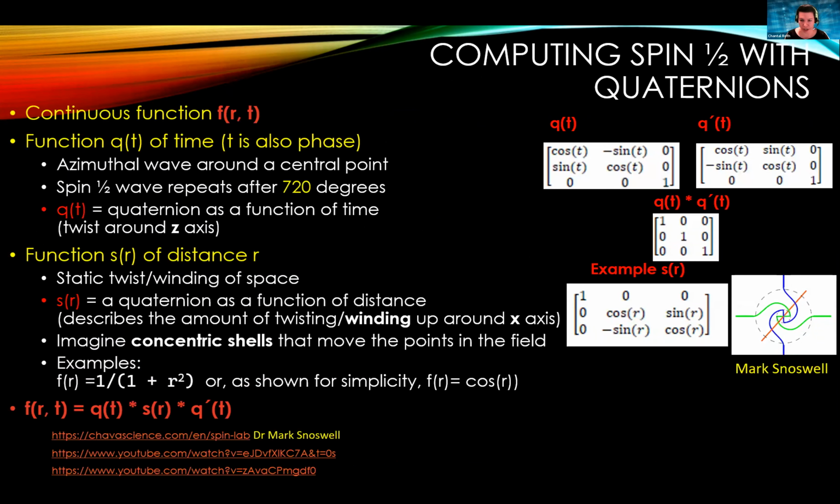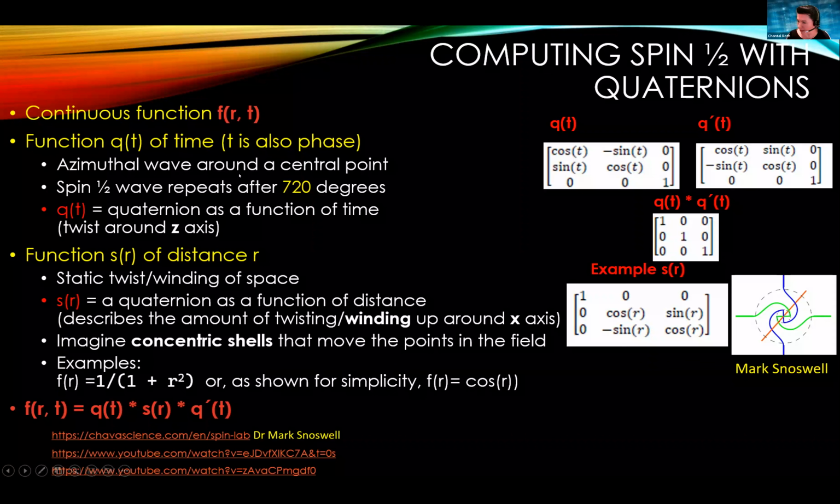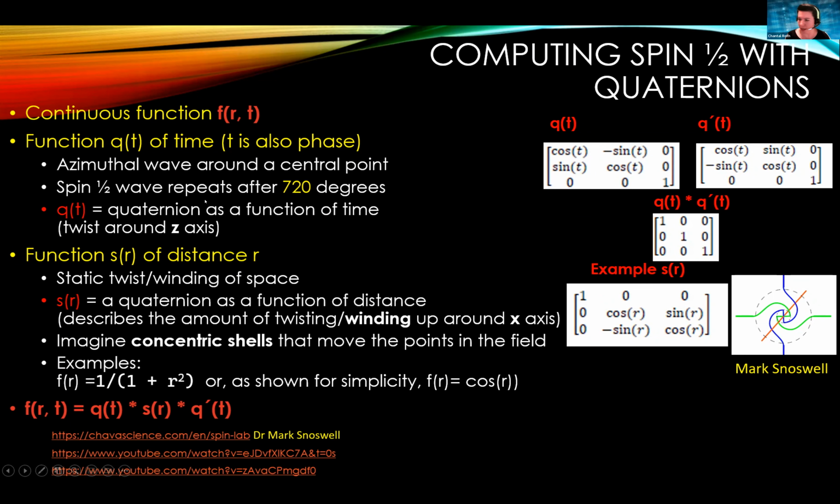So how do you actually calculate this? Obviously, we want a continuous function, a function of time and space. Now, the time is actually the phase. In most of the simulations I've done, I have used the vertical axis, the z-axis here, as the phase. And you can represent this as a function that returns a quaternion. If you want the matrix version, this is what it will look like. So this is Q of t, a function of time. And then you have the inverse here. You can check that these multiplied give the identity.